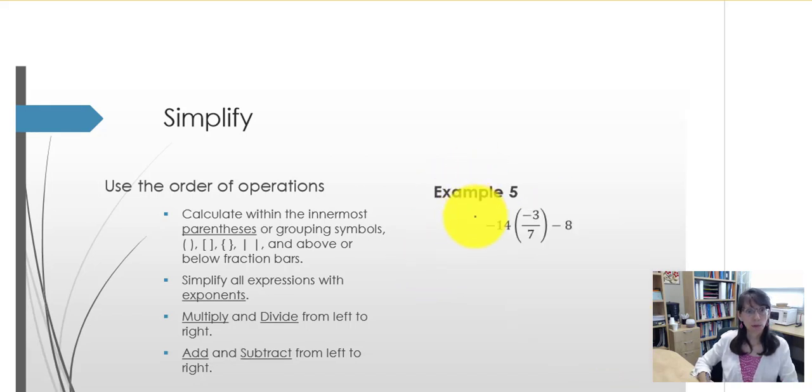Our last example, number 5 here, we've got negative 14 multiplied by a fraction that is also negative, and then subtraction of 8. So we do not have any exponents. We do have parentheses for a grouping symbol. Everything inside of the parenthesis has already been simplified. So these parentheses are indicating multiplication.